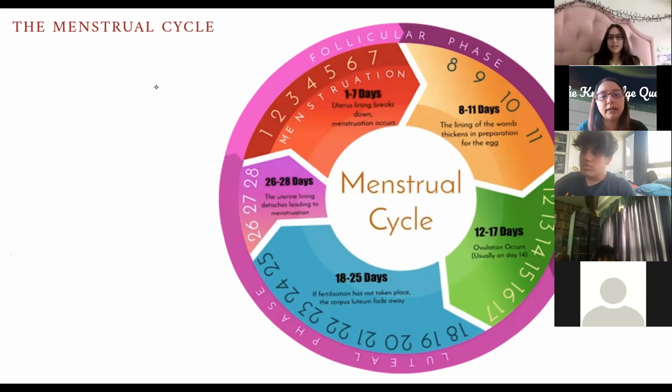Okay. Then what happens in the next? So it waits for the sperm to reach. If sperm doesn't reach, then the next process starts. So 18 to 25. What happens there? What happens in 18 to 25?